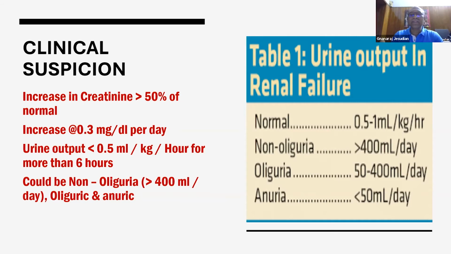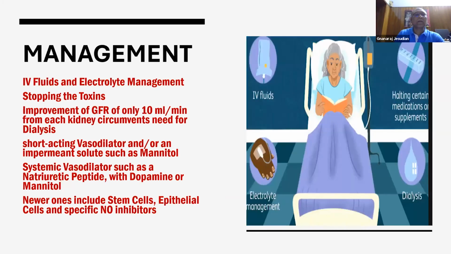And again, the renal failure could be non-oliguric, which means the output is more than 400 ml per day, or oliguric if it is less, or anuric if there is no urine output at all. Okay, then how do you manage it? It again depends on what is causing the obstruction.